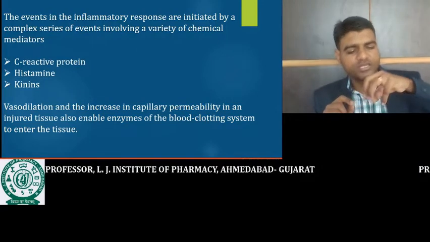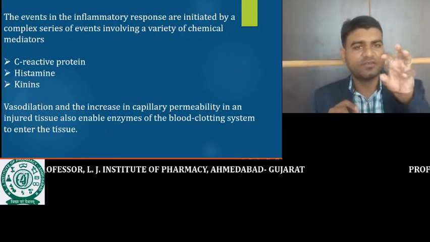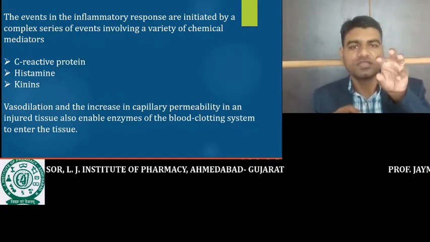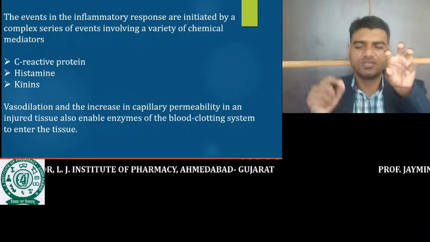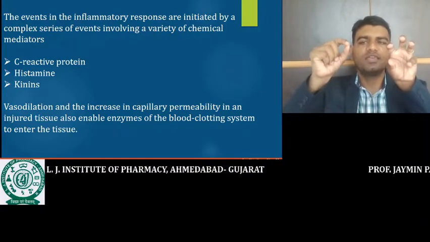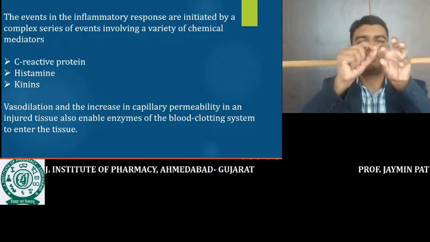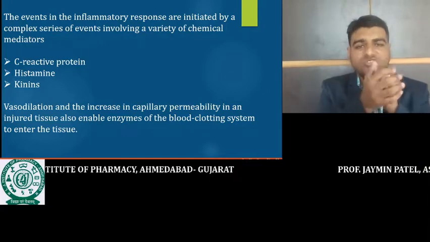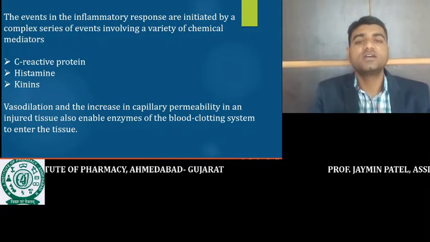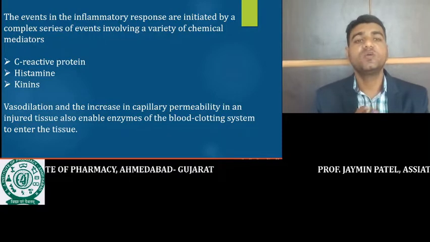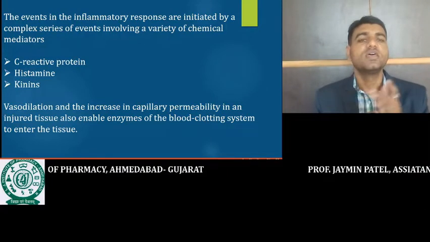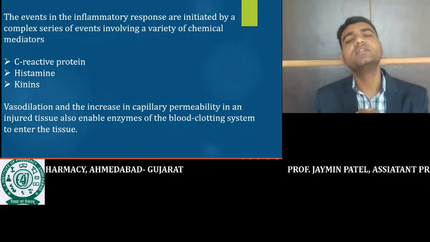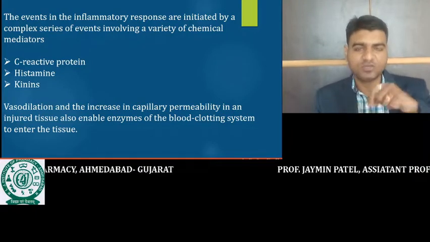This C-reactive protein is connected with the bacteria, and the bacterial wall contains C polysaccharide. So this C-reactive protein is attracted toward the C polysaccharide, which is part of the bacterial cell wall. Now this complexation occurs, and it initiates the vasodilation process. It will favor the inflammation step. So this is the first chemical mediator involved in the initiation of inflammation.